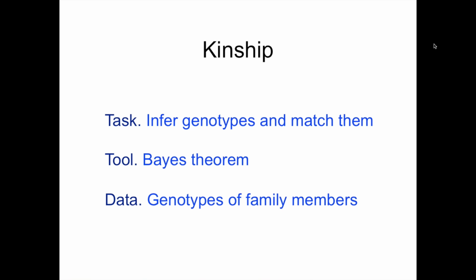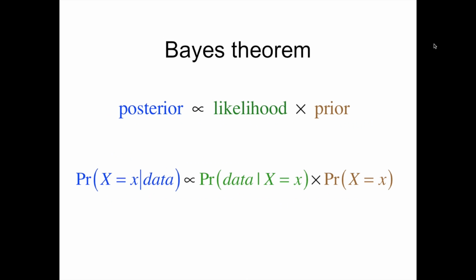So the task in kinship analysis with DNA is to infer genotypes and then match them. The main tool that we have at our disposal is Bayes' theorem, which we'll see again in this webinar. And the main data that we're working with are the genotypes of the family members along with their pedigree organization.